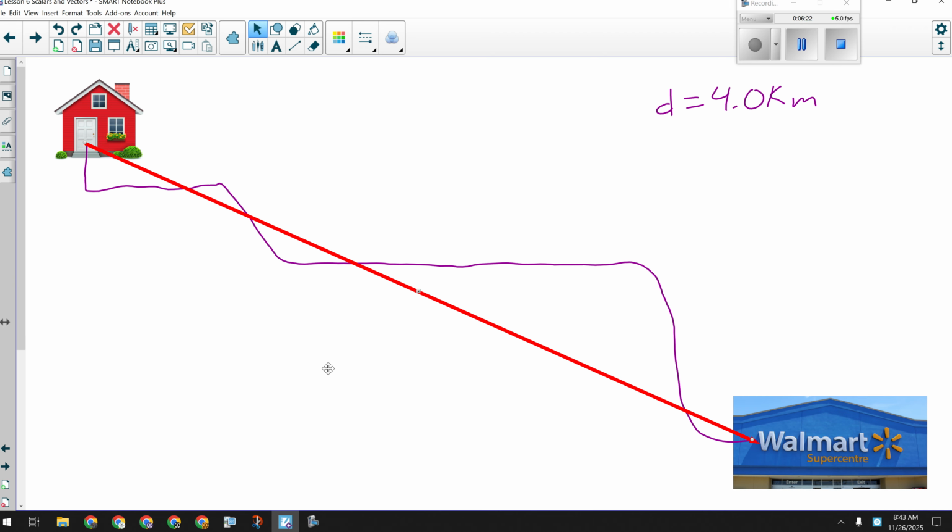If I had a helicopter, I sure wouldn't shop at Walmart. But I don't have a helicopter. But if I had a helicopter, this is how I would fly in a straight line from my house to Walmart. Everybody all right with that?